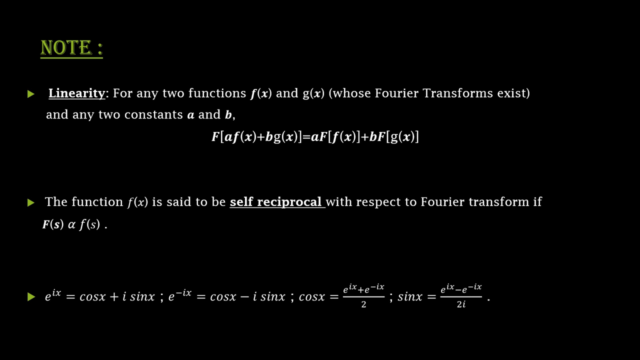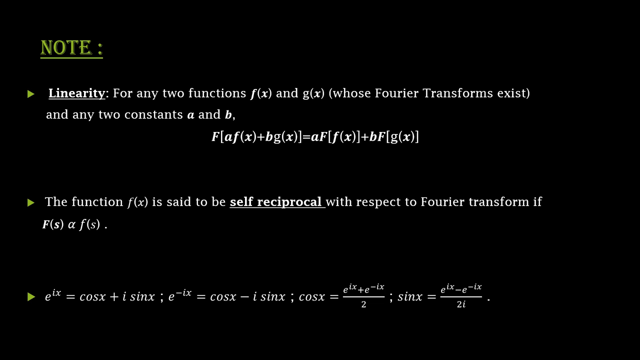The third result is a well-known result, nothing to do with the Fourier transform, but however very useful to solve the problems on Fourier transform, that is e to the power ix can be expressed as cos x plus i sin x, and e to the power minus ix can be written as cos x minus i sin x. Combining these two results, you can easily find cos x and sin x.